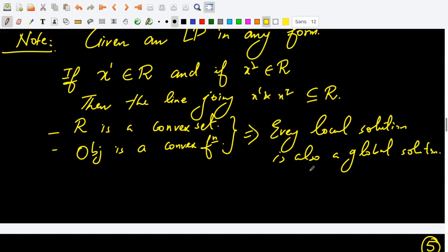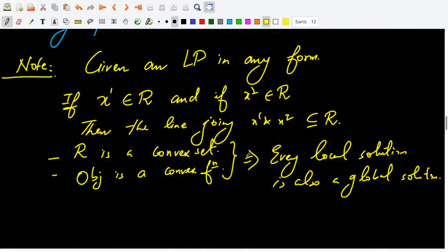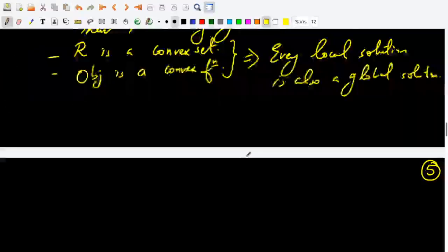Okay, so this is a result which we will try to revisit in the next chapter again. For now, we will just assume that this result is known to us. Later on, we will prove this result for general convex functions and then revisit this linear programming case again. But you should remember that if a linear program has a local solution, then it must be the global solution of that linear program.